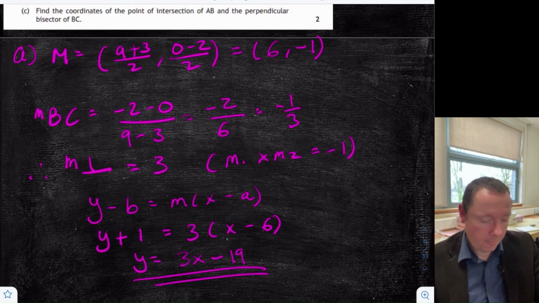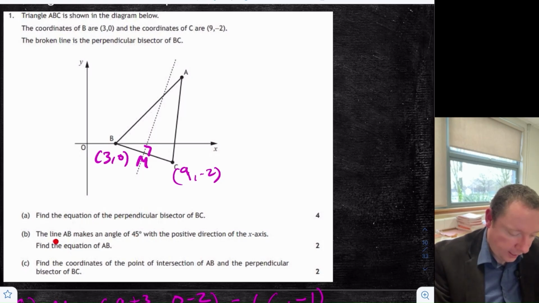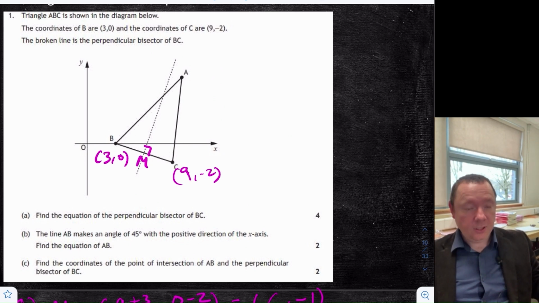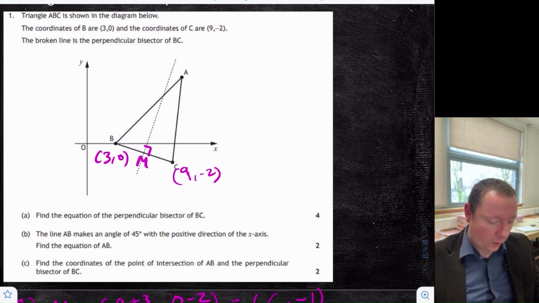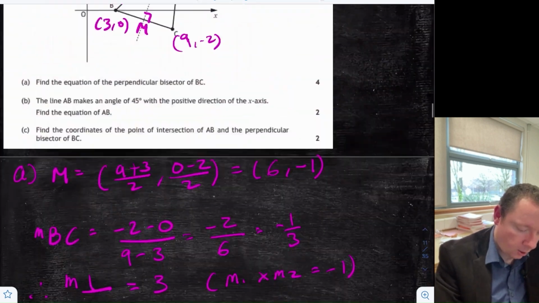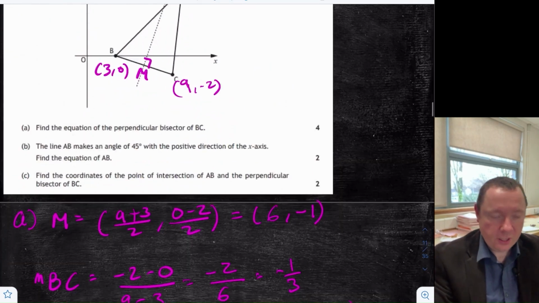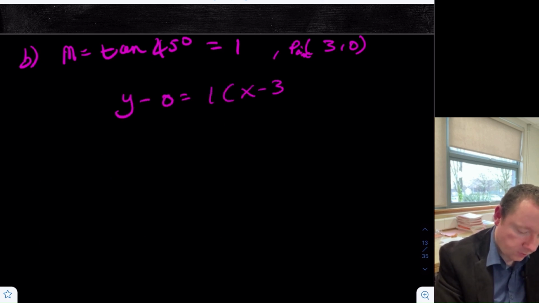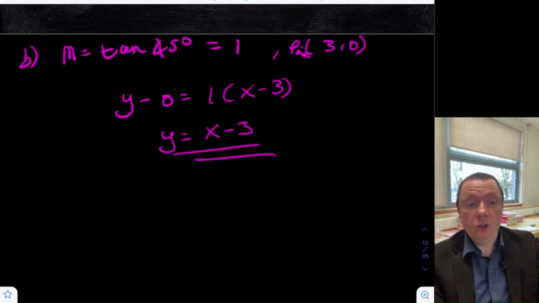Part B says the line AB makes an angle of 45 degrees with the positive direction of the x-axis. Find the equation of AB. So we're going to find the gradient using tan theta and then use a point to find the equation of the straight line. That'd be m equals tan of 45 degrees, which equals 1. The point we've got is point B, which is (3, 0). So y minus 0 equals 1(x minus 3), or y equals x take away 3. And we've got 2 marks here.